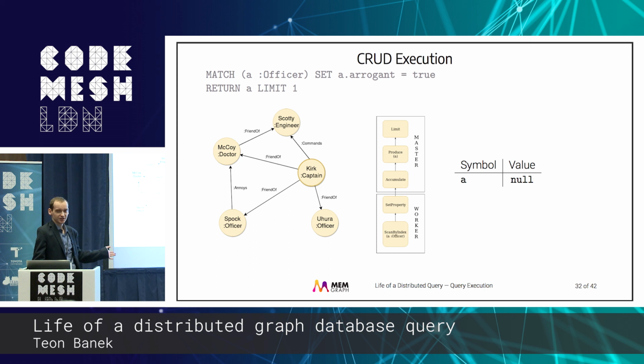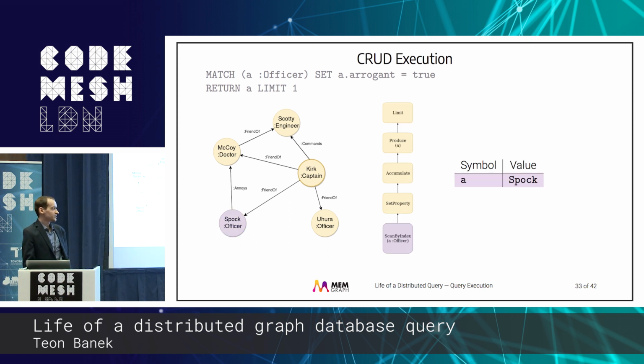The frame for this execution is very simple. So we only have one variable a. Technically, we have another one for return, but to keep it simple, we treat it as the same here. So let's start execution. For example, one worker could find Spock, set the value on the frame, then set the property on it, and send it to master.